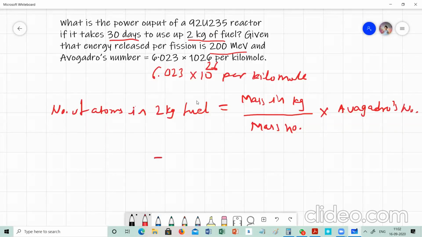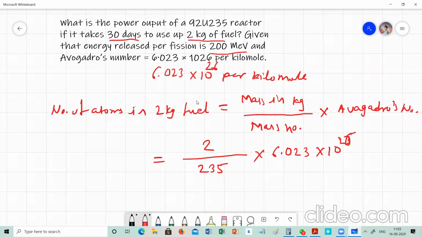The number of atoms is equal to mass, 2 kilogram, divided by the mass number of uranium, 235, into Avogadro's number, 6.023 into 10 raised to 23. That means 235 grams has 6.023 into 10 raised to 26, they have given per kilomole. Then how many atoms are there in 2 kilogram?